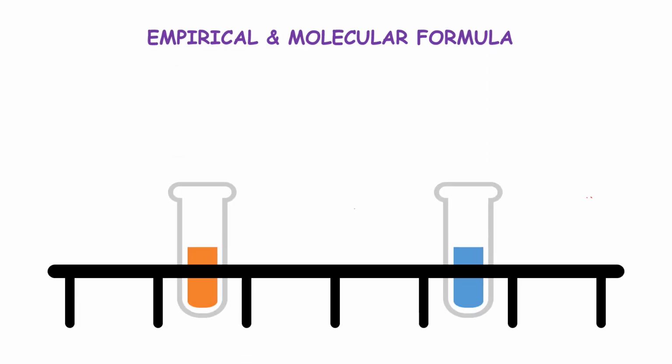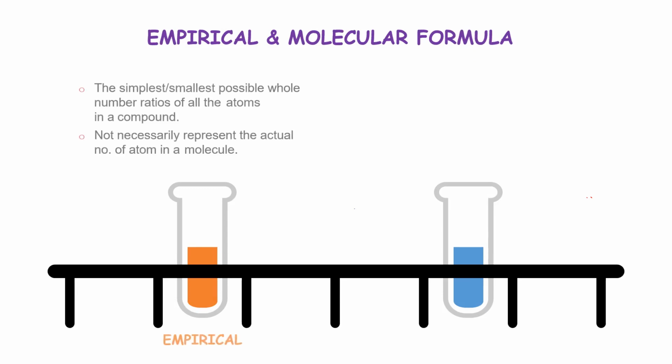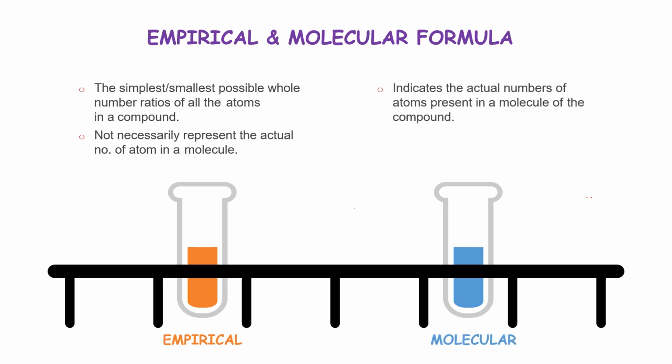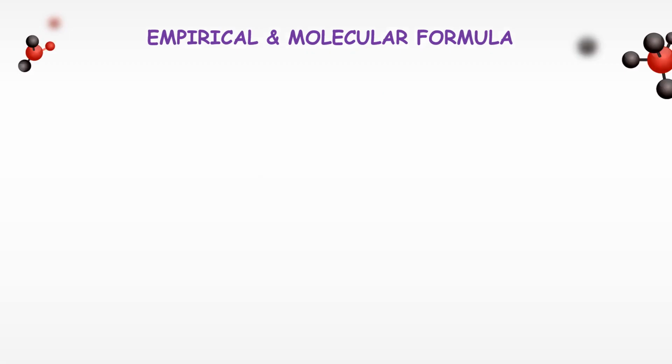In this video, we are going to learn about the empirical and molecular formula. Empirical formula, by definition, is the simplest or the smallest possible whole number ratio of all the atoms in a compound. So it does not necessarily represent the actual number of atoms in a molecule, while molecular formula indicates the actual numbers of atoms present in a molecule of the compound.